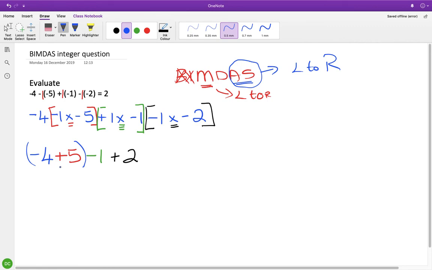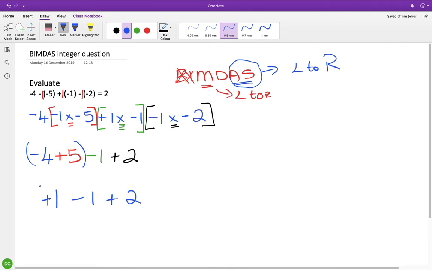It's addition, subtraction, there's no multiplication. The signs are different, so we minus the numbers and we keep the sign of the bigger number. And then write the rest of the sum down, which is -1 plus 2.